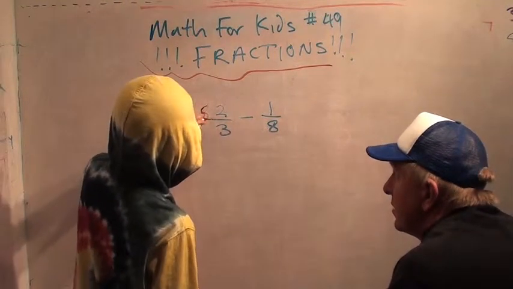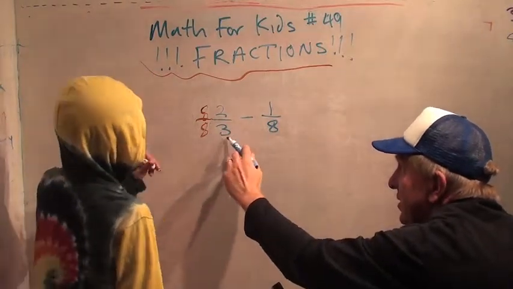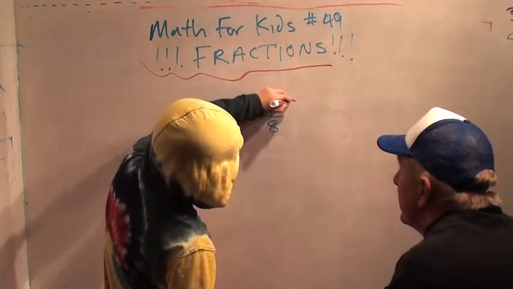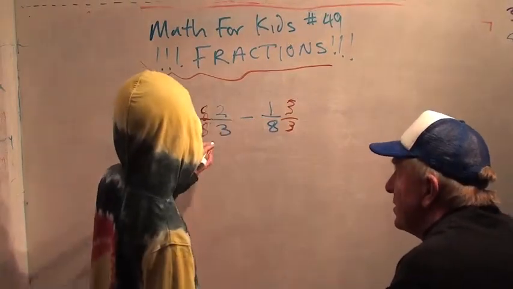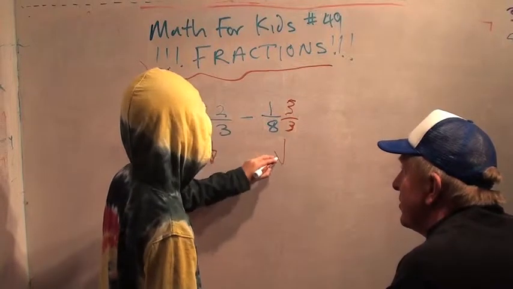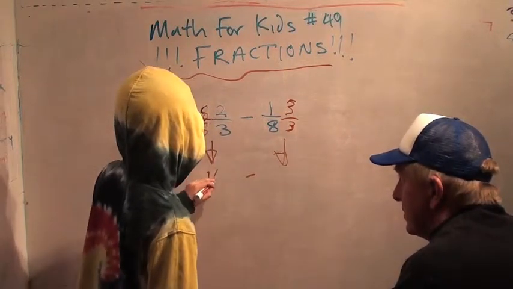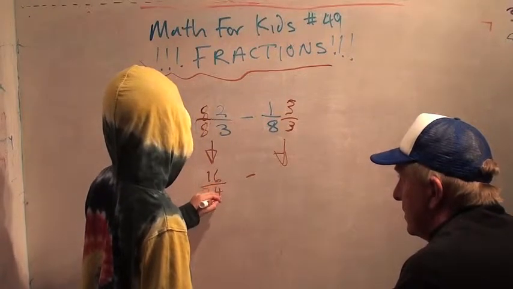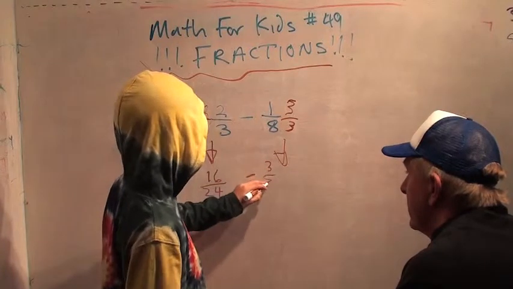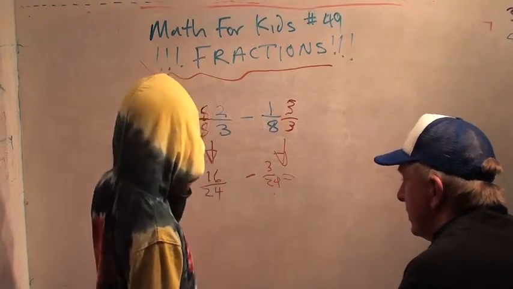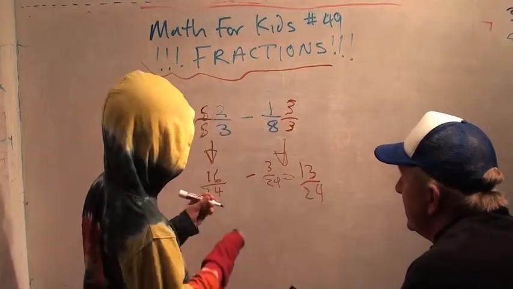The same way. You multiply by 8/8, because you want to make this 8 times 3 on the bottom, and you multiply that one by 3/3, because you want to make it 8 times 3 on the bottom. So that's interesting. So this becomes 16/24. Okay. And minus 3/24. And that just equals 13/24. Wow, that's really neat.